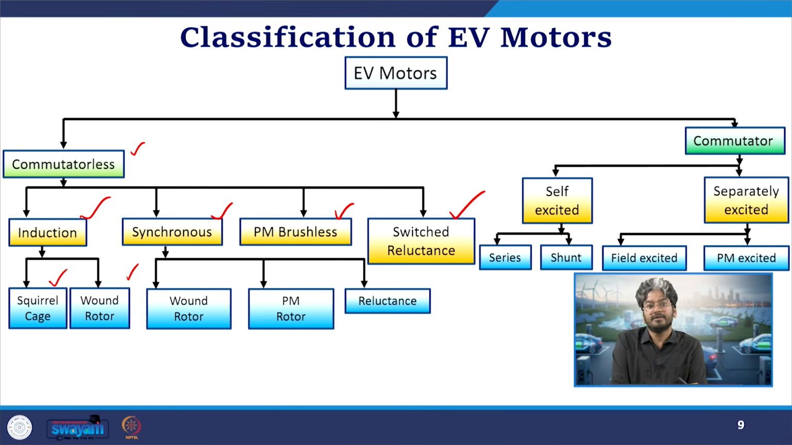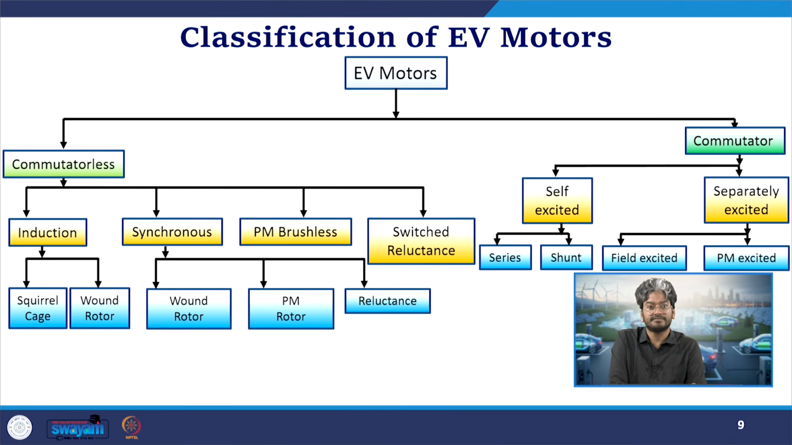Wound rotor type, PM rotor, permanent magnet rotor based machine, and reluctance machine. So these are the subcategories of our synchronous machine. There we will be having wound rotor type or permanent magnet based or reluctance based, where we will not have any type of magnets inside the rotor.